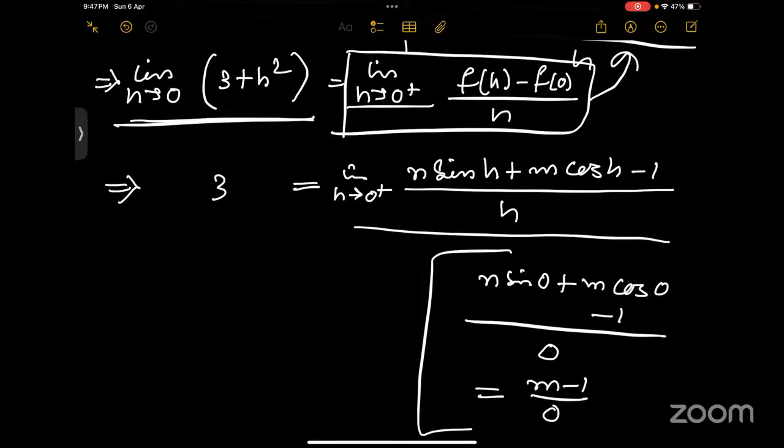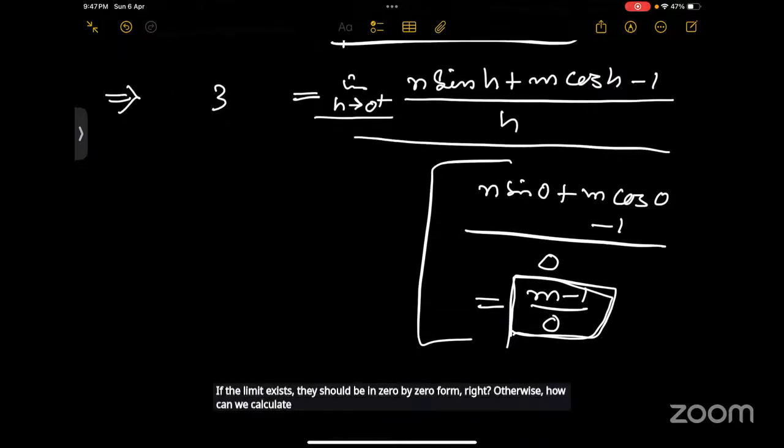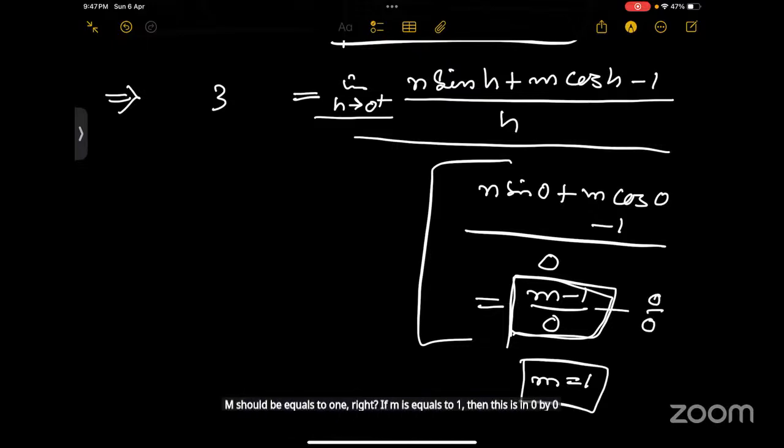So if this limit exists, what should be the value of m? Why 4? Because the limits are equal, no? Then m minus 1 equals 3. We have this, limit h tending to 0 of m minus 1. If the limit exists, this should be in 0 by 0 form, right? Otherwise, how can we calculate the limit? m should be equal to 1, right? If m is equal to 1, then this is in 0 by 0 form, so we can use the L'Hopital rule in the next step.